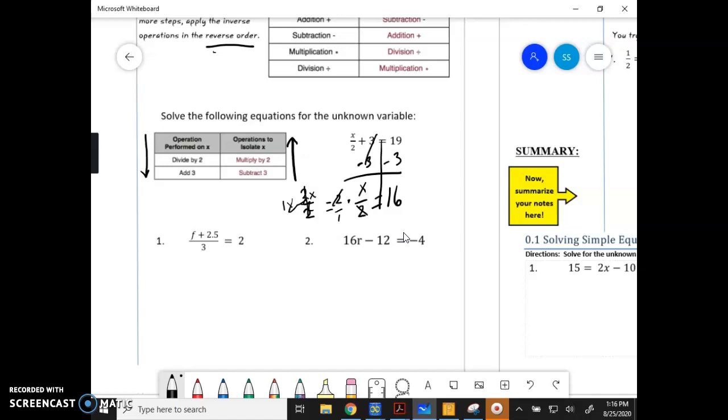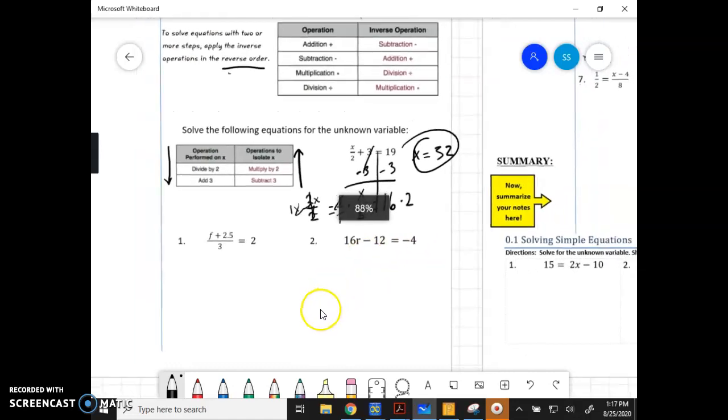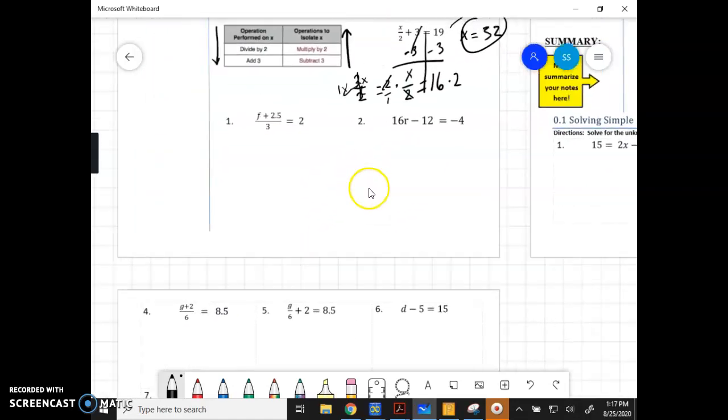All right, and so if we multiplied by 2 on the left side, we need to make sure we multiply by 2 on the right side. And 16 times 2 is 32. So our final answer is x is equal to 32. Okay. Obviously, while you're taking these notes, if I'm going a little bit too fast, make sure that you pause so you don't get too far behind.